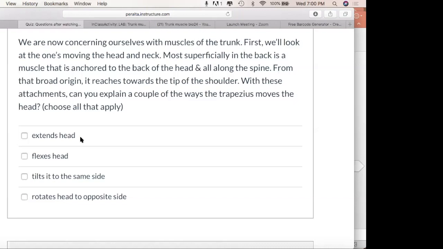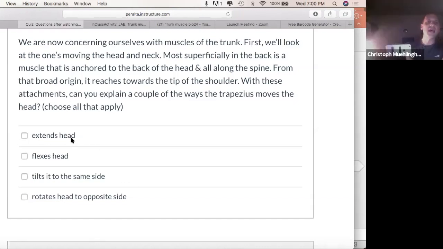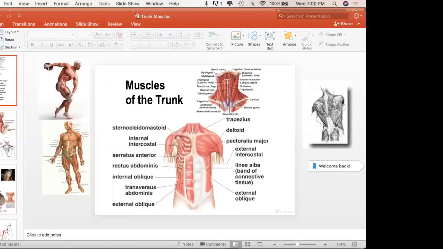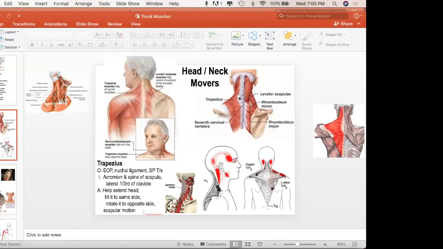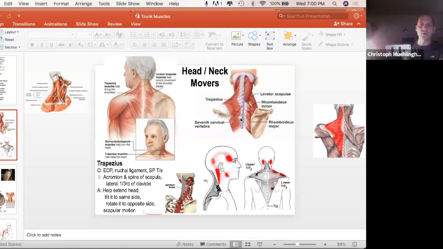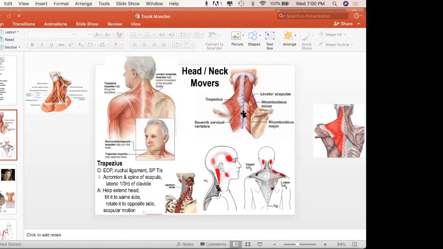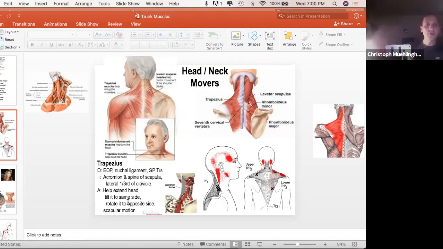So extension means bringing the head back. Flexion means bringing the chin down, right? So when we look at the trap, and you look at where it's attached, from here, the midline of the spine and the occiput, this is actually an EOP, and then it goes to the tip of the shoulder, and it does all the motions described: extend the head, tilt the same side, rotate the opposite side.